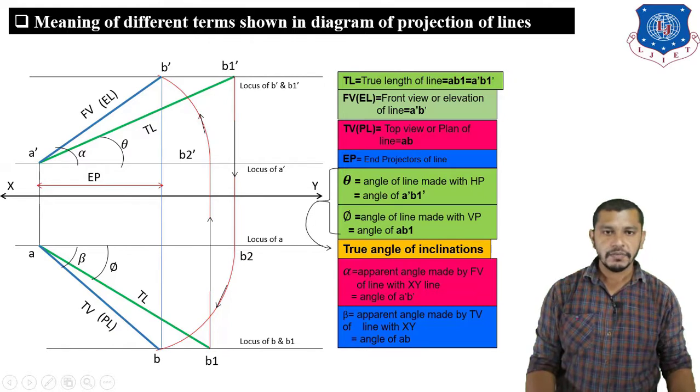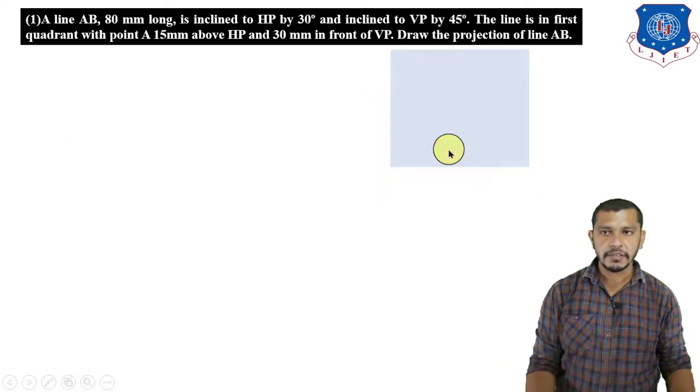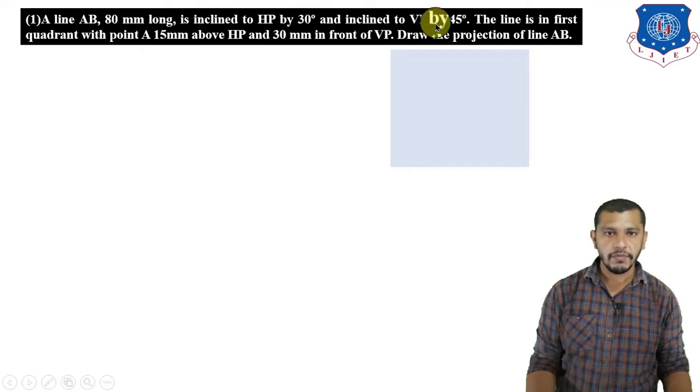Now let's start with the first problem of projection of lines. So the given data is a line AB 80 mm long is inclined to HP by 30 degree and inclined to VP by 45 degree. The line is in the first quadrant with point A 15 mm above HP, 30 mm in front of VP. Draw the projection of the line AB.